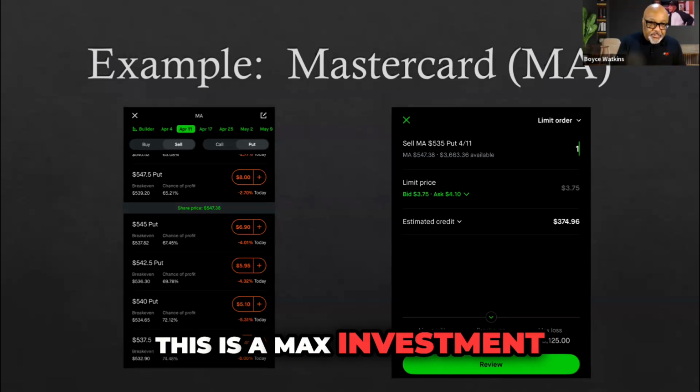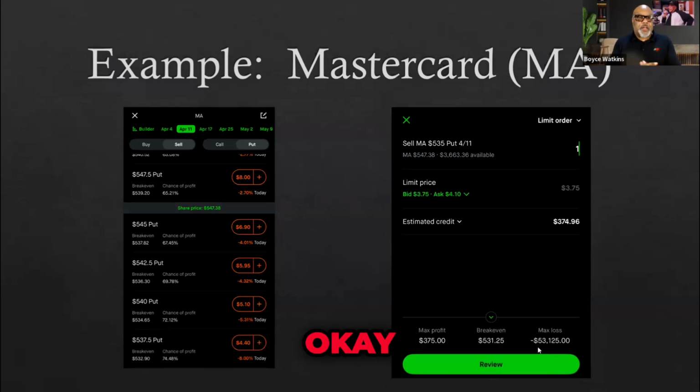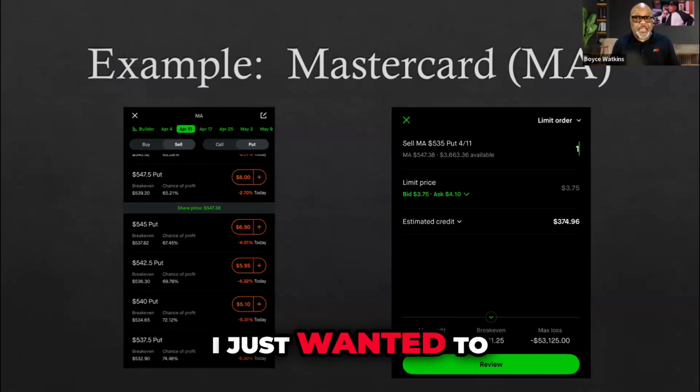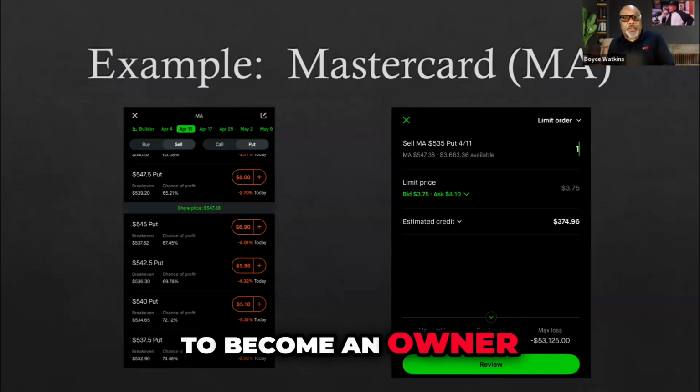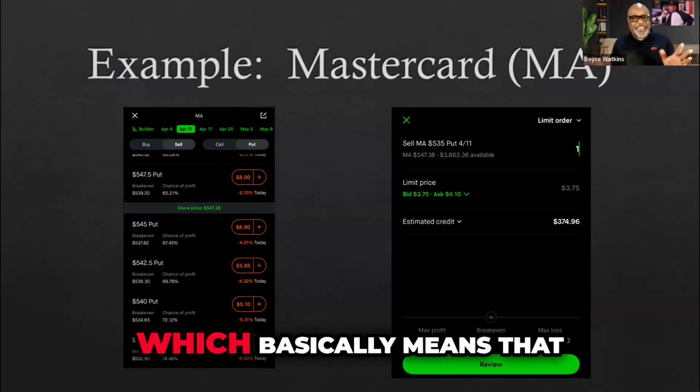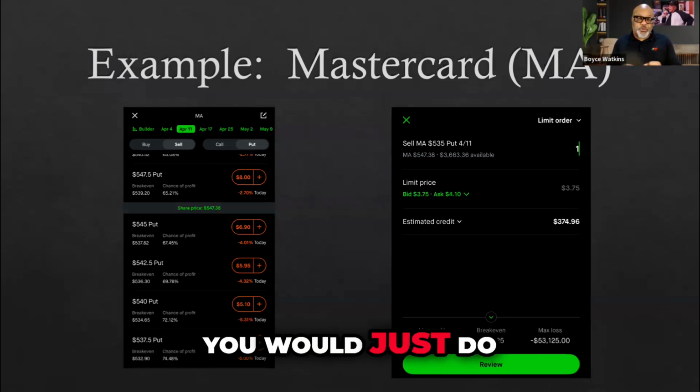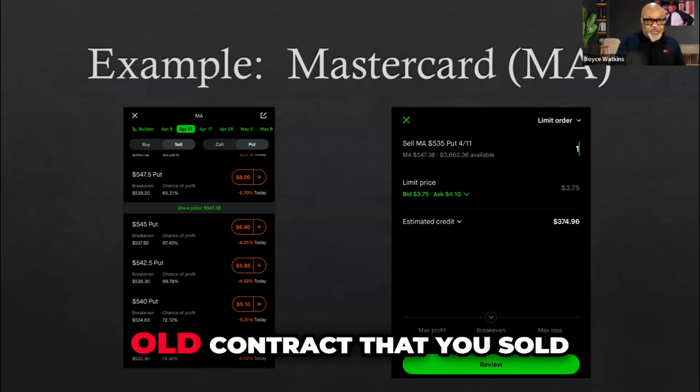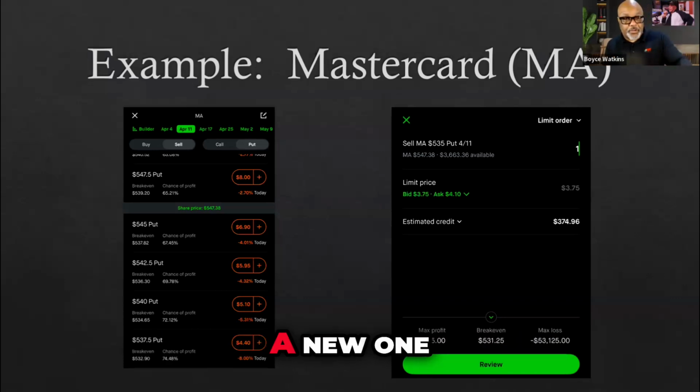This is a max investment, not a max loss. Okay. Another approach is you could say, gosh, if I really don't want to own this stock, I just wanted to play the game. I didn't actually want to become an owner of anything. Then what you can do is a rollover. You can roll it over, which basically means that you would just do a new contract. You would buy back the old contract that you sold, and then you sell a new one.